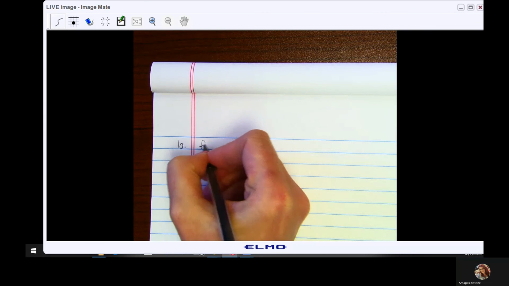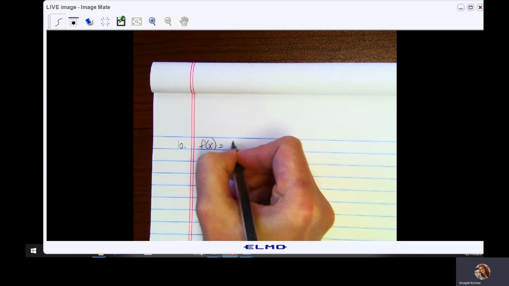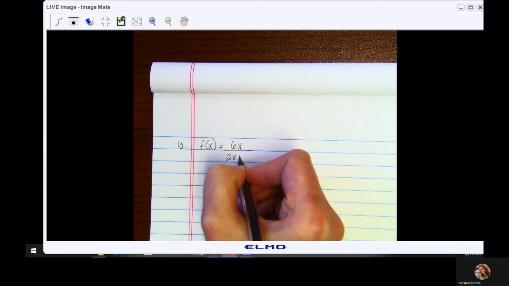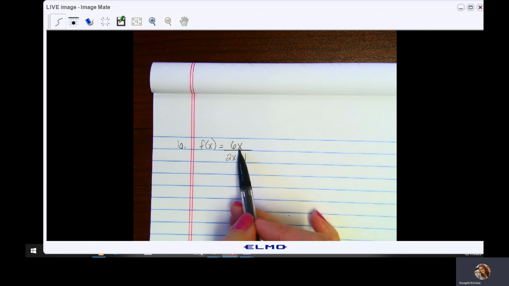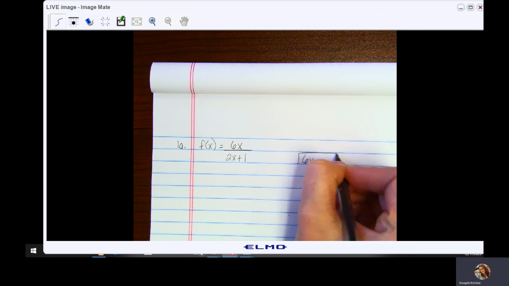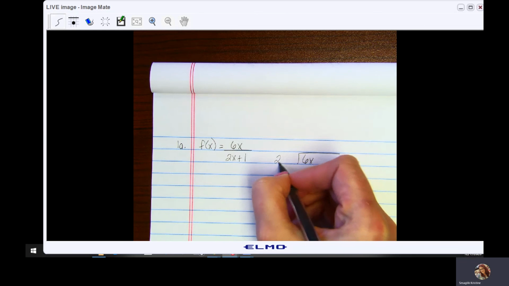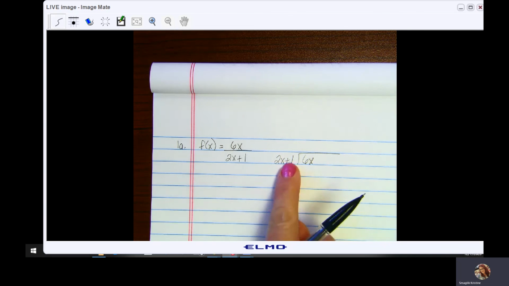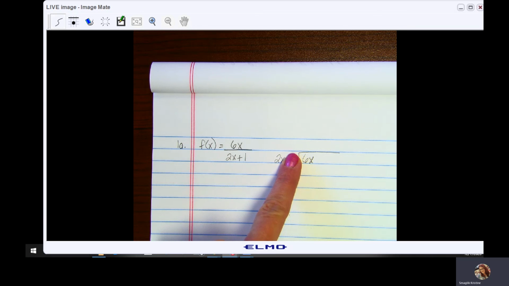This is a try it that's in your book, 1A. f of x equals 6x all over 2x plus 1. Okay, so right off the bat, I notice I've got a variable in the numerator. I need to do division to get it out of there. So I'm going to take 6x and divide that by 2x plus 1. Okay, ignore that plus 1 for now. Just overlook it. 6x divided by 2x. Well, that gets me a 3.